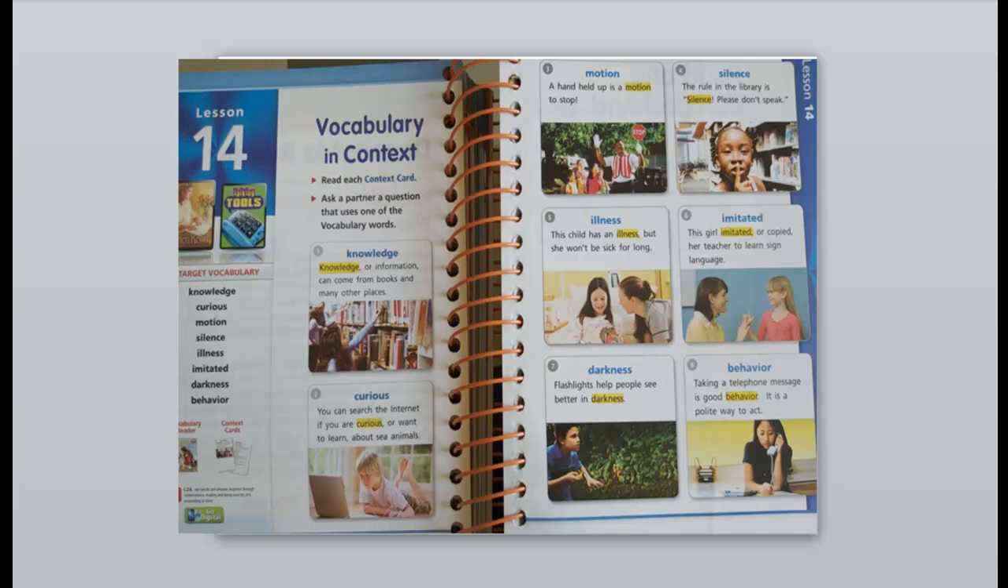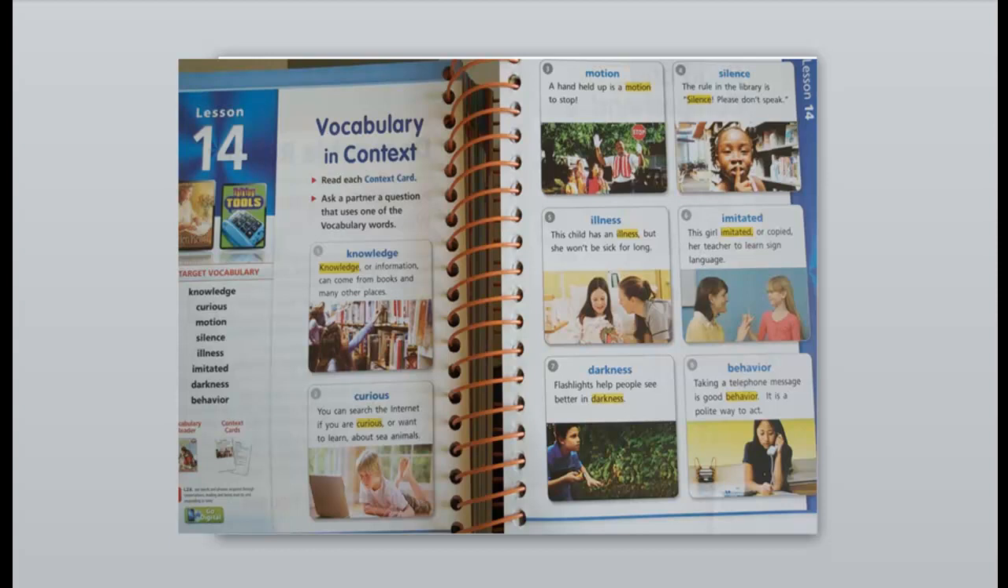Number 1, knowledge. Knowledge is how much information you know in your life, how much information is stored in your mind that makes you comprehend everything, most of what you see. Okay, let's go on. Curious. Curious is the desire of knowing more, the desire of how much you want to know more about something.